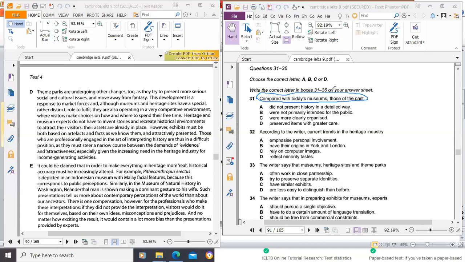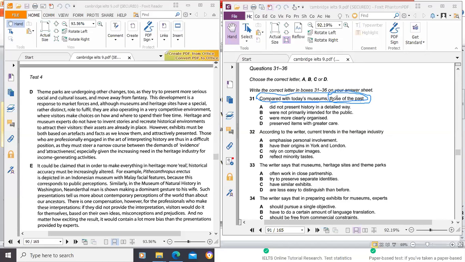So this is what they are talking about. In comparison to today's museum, what can you say of the museum of the past? The question is not saying, what can you say of the contemporary museum? So it's all about the museum of the past, because we are going to see how museum is now and what it used to be in the past, in the passage. So those of the past, and then it is a comparison. We are comparing it to today's museum.